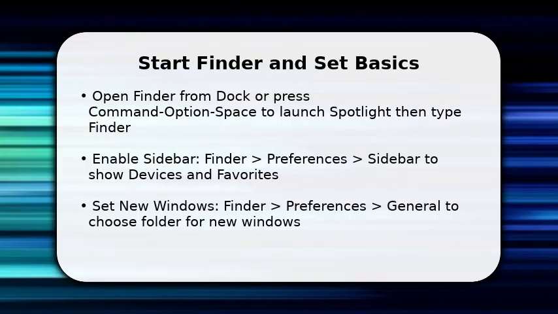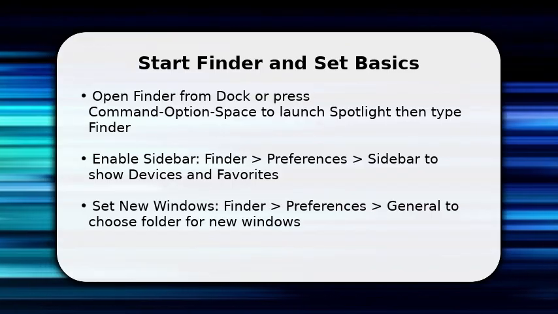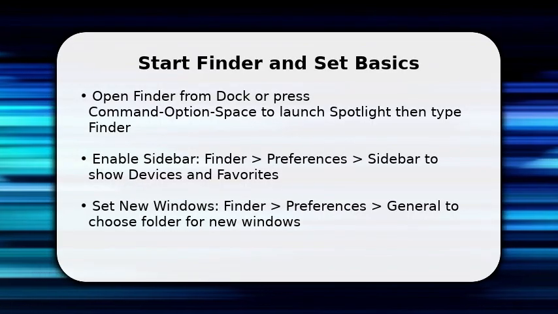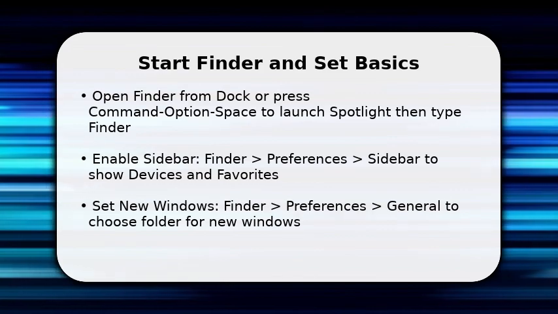Next, open Finder Preferences and enable useful sidebar items so devices and favorites appear. Also under General, choose which folder new Finder windows show. This saves time every session. Once done, make sure list or column view fits your workflow so you can scan files quickly and start organizing.